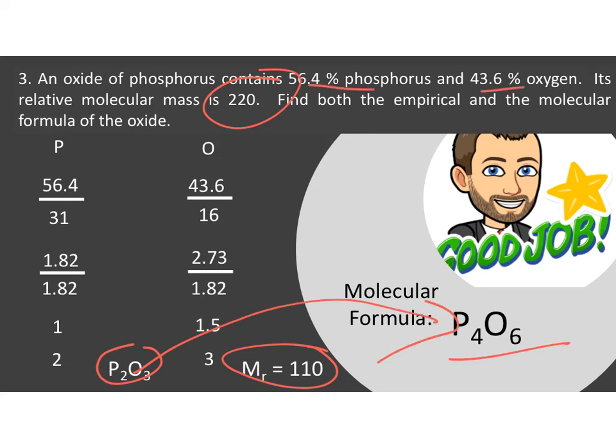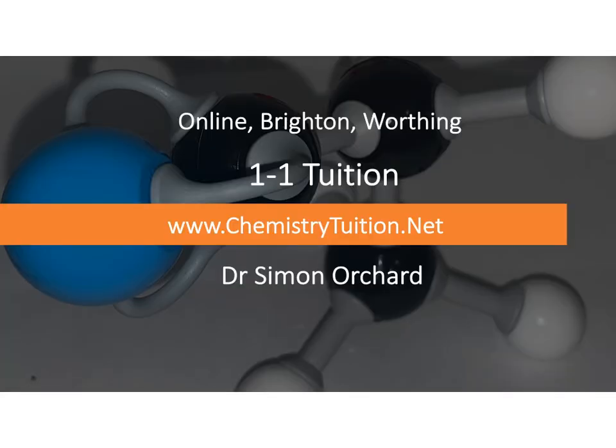You've noticed, I imagine, that they've given you percentages rather than grams. It doesn't matter at all. You can easily just pretend if I had 100 grams of this compound, 54.6 grams would be phosphorus and 43.6 grams would be oxygen. So it doesn't matter if they give you percentages, just use it in exactly the same way.